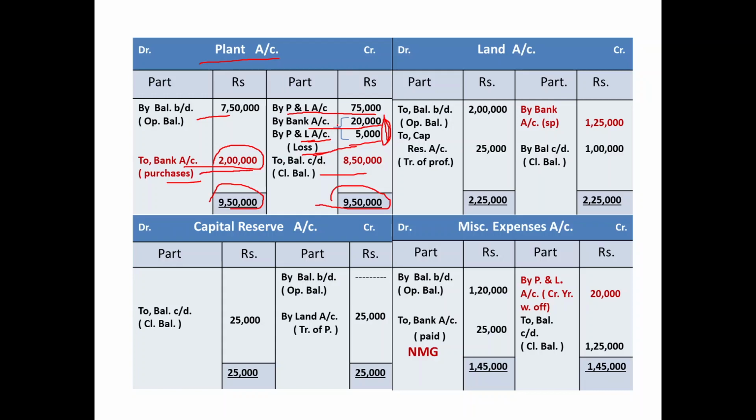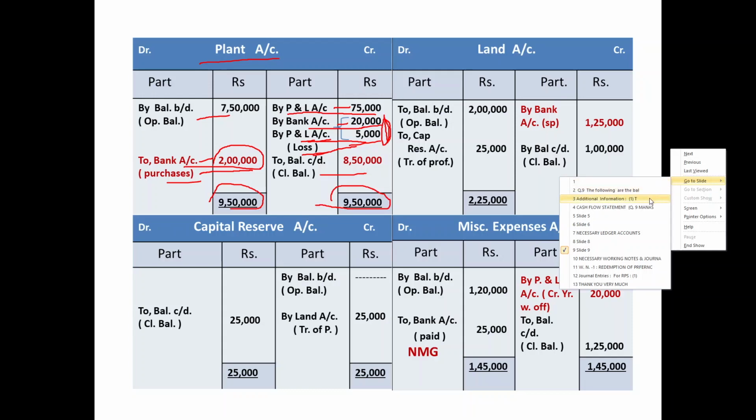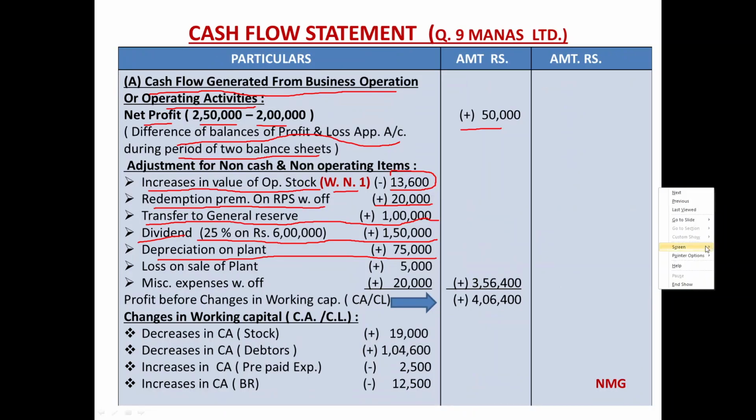So selling of plant 20,000, purchases of plant 2 lakhs under title B, and loss as a non-cash item will be added back under the first title plus 5,000. Depreciation 75,000 we already reported under the first item. Let us report this transaction under first title loss due to sale of plant. Loss on sale of plant plus 5,000.